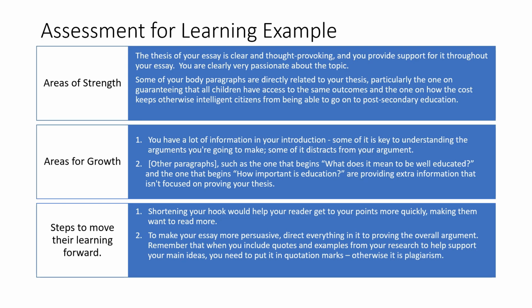In the example that I just gave, N is a student who's really passionate about doing well. She asks a lot of questions about how she can improve. So I kept that in mind as I was giving her feedback, identifying a couple of key areas where she could improve. I started off with areas of strength regarding the thesis and the body paragraphs that are directly related to the thesis, and I identified specific paragraphs that met that sort of criteria. Then I identified 2 areas for growth and gave her steps to move her learning forward.